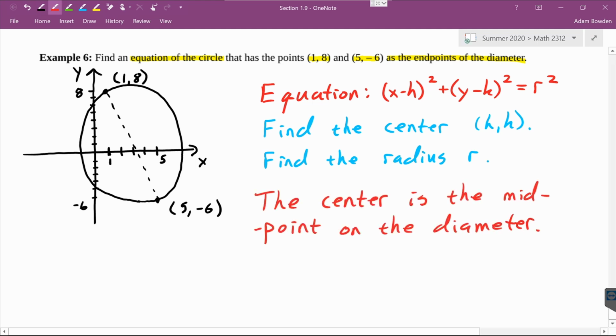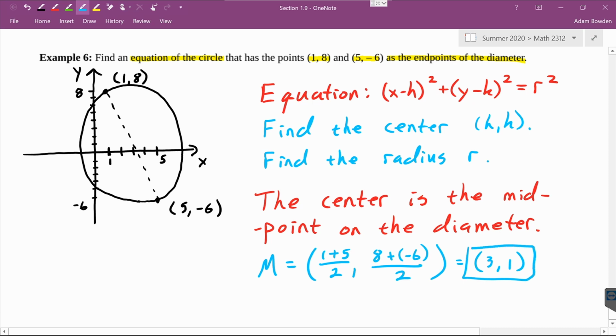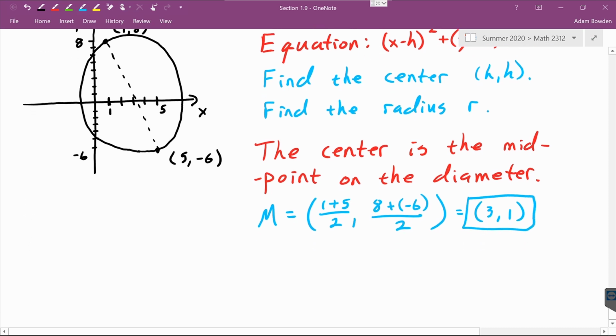So we'll just go right over to our midpoint formula. M is equal to 1 plus 5 divided by 2, and 8 plus negative 6 divided by 2, which is going to turn into 3, 1. So that's our h comma k center for the circle.